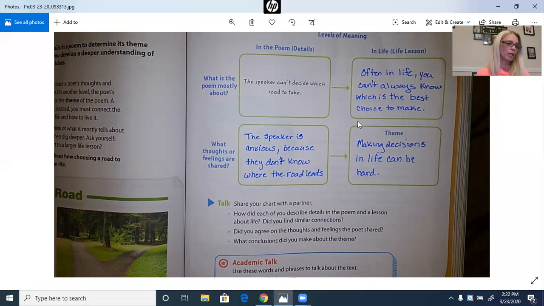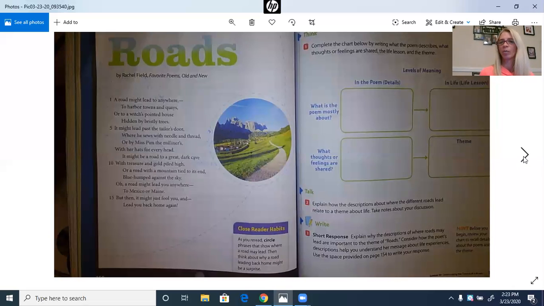So after you finish filling all that out, we're going to go ahead and turn the page, and we're going to go to page 150. So it's the next page, and it's also a poem, and it ties in with the poem we just talked about, and it's called Roads. Roads is a poem by Rachel Field, and it comes from a selection of her favorite poems, Old and New. So I'm going to go ahead and read the poem to you.